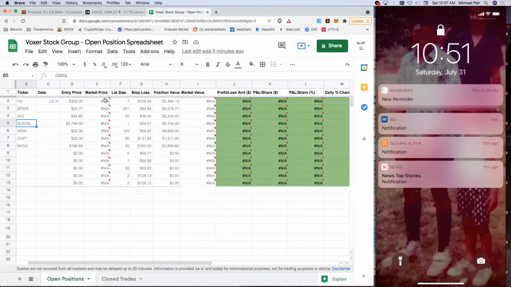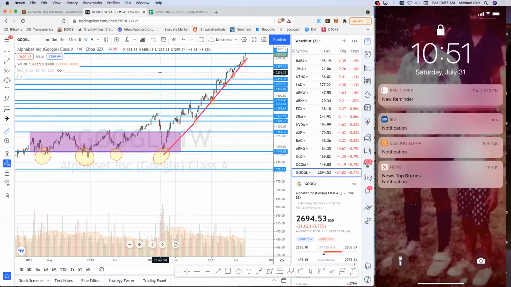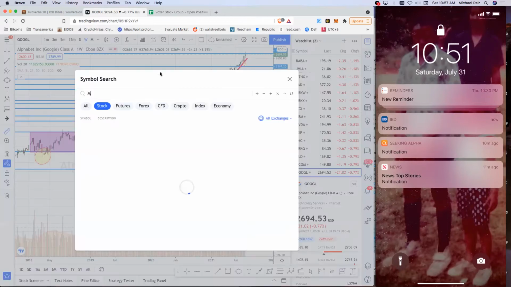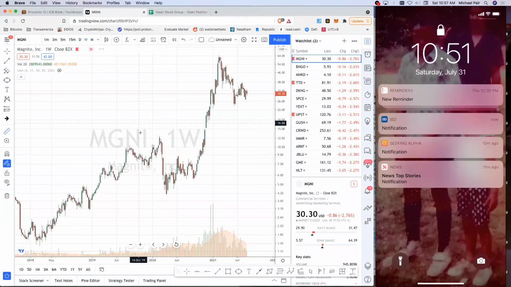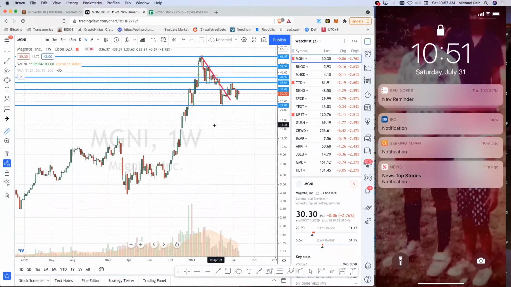So that's Google. All right, let's do Magnite, MGNI. Sharif, are you at a point where you can talk? All right, Sharif may be gone.